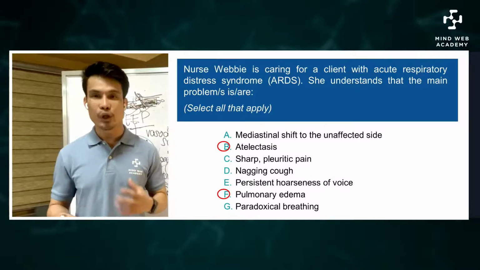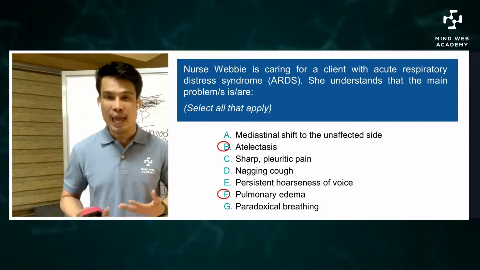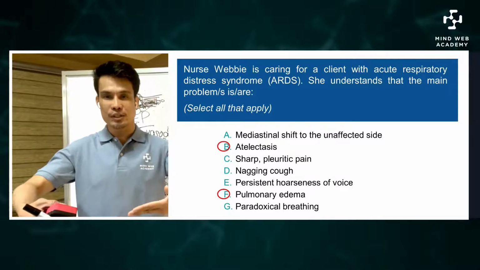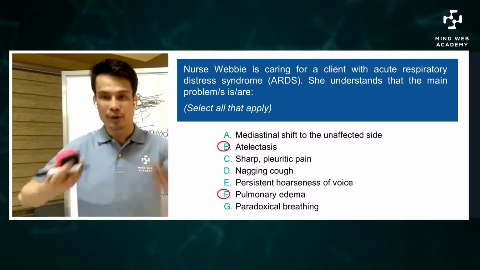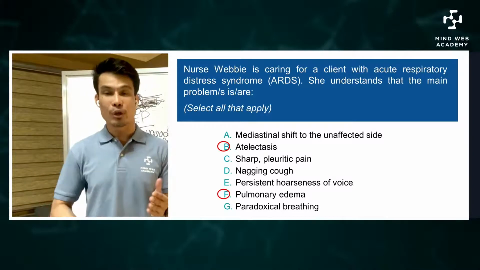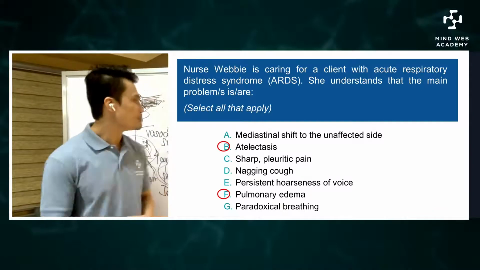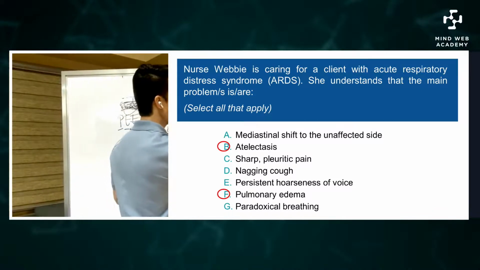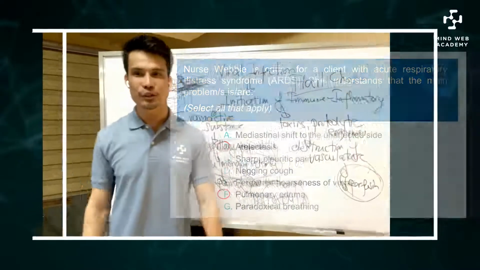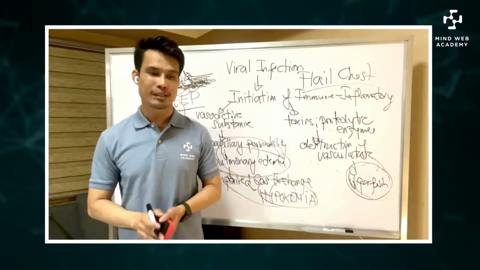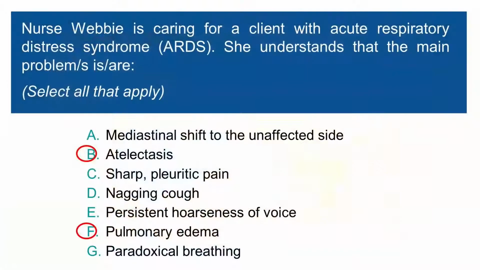And your paradoxical breathing. When you say paradoxical, every time you inhale, the chest is inward. And then if you expire naman, your expiration, outward naman siya. That's why paradoxical. And this is common in flail chest. So your answer should be atelectasis, number 2, and number 6, which is your pulmonary edema.